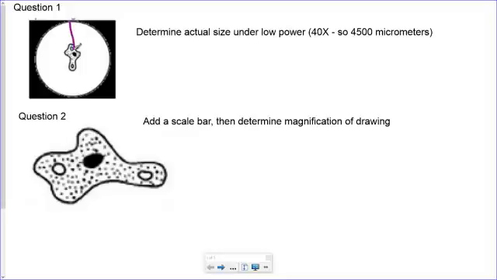So the best way to do this is kind of draw an imaginary line or a regular line straight down there, and then estimate approximately how much of the length of that is being taken up by the organism. Most people would say it's about a third.